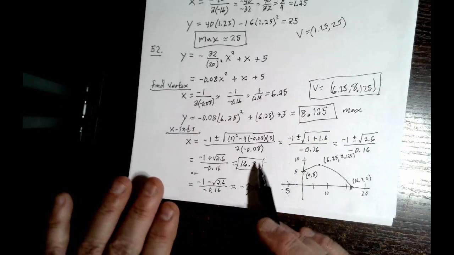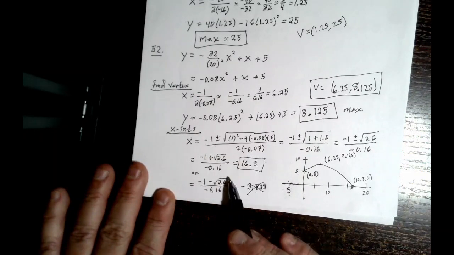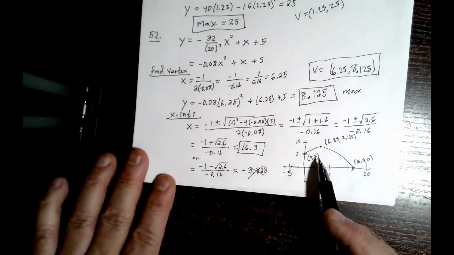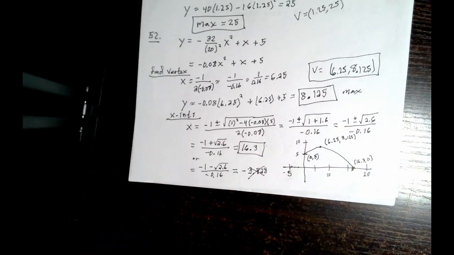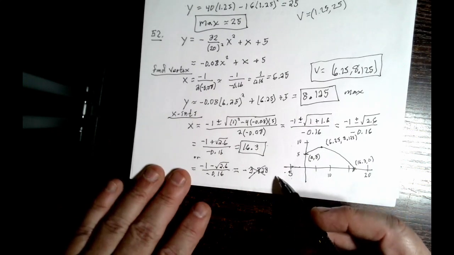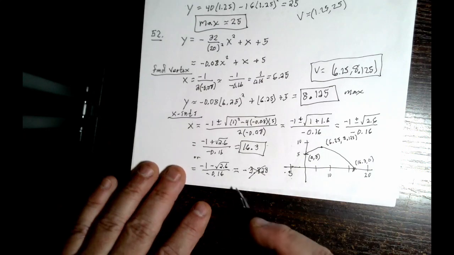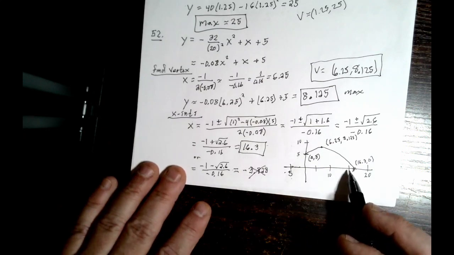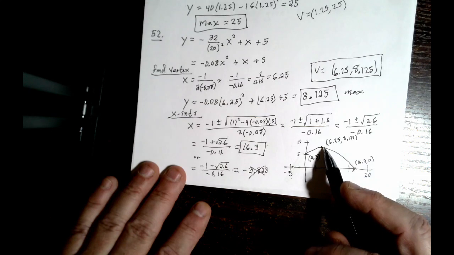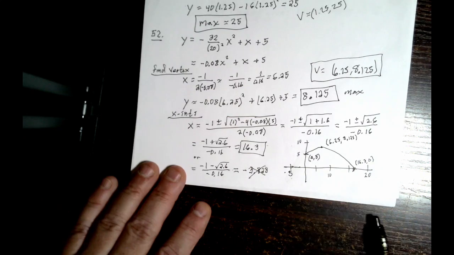Okay, and now how do you find your x-intercepts? You figure out your a, b, and c, and you plug them into the formula. This is a problem where I think we're throwing a ball. Yeah, so you can't throw the ball in a negative direction. So we're ignoring the negative number, and we only get the positive number at 16.3. It reaches a peak at x equals 6.25, and its peak is 8.125 feet, and the length of the throw is 16.3.